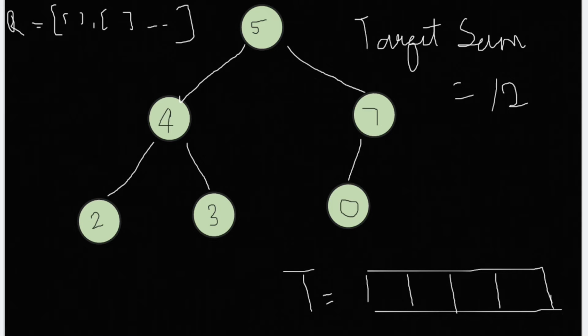So at the very first, a pointer will be pointing to our root node. We'll check if it's not pointing to null. If it's not pointing to null, then we'll push back that node's value into our temporary array. So we'll push back 5 in it. Now we'll see if the node that our pointer is pointing to is a leaf node or not. If that's not a leaf node, then we'll move to its left child.